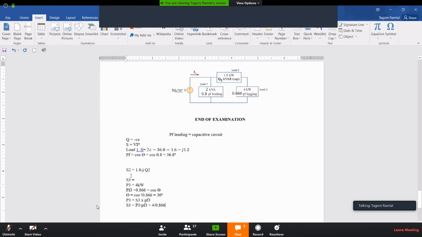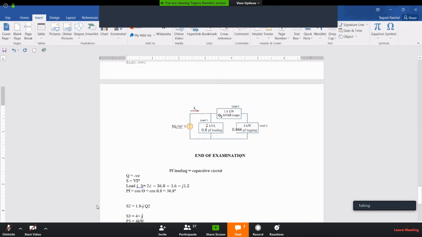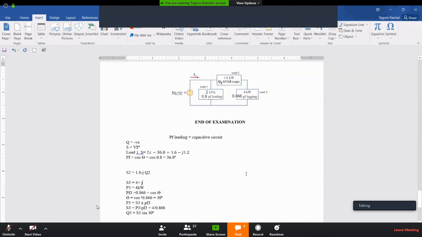So you find S3 and Q3 will be equal to what? Q3 equal to S3 sine 30 degrees. Any questions on this? Okay, so because it's lagging, Q3 will be a positive value. So this will be equal to 4, right, remember we are dealing in kilowatts, right? Plus j, whatever that is. I will go for that. So any questions on this? Anybody?